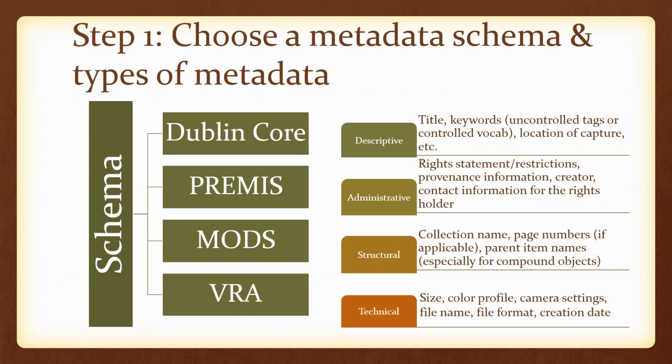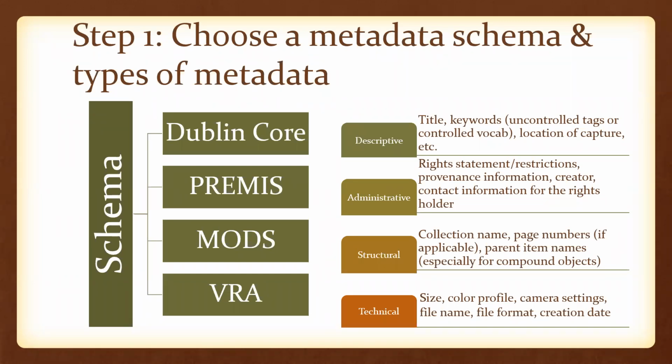Structural would include things like collection name, page numbers if applicable, parent item names, especially for compound objects. Structural also often shares some elements with many other types of metadata, so it's a little harder to define or set aside sometimes. And then lastly, technical metadata, which would include things like size, color profile, camera settings, file name, file format, and creation date.